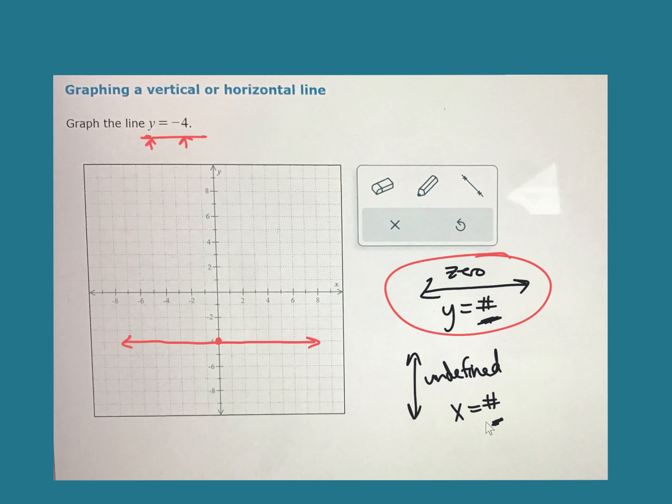If we had, for example, x equals, let's go with 2. When I see that x equals, that tells me that there's only an x, no y. That means it's going to be that vertical line, and that number tells me where. So it would go through the x-axis only at 2. So then in that case, here's the x-axis at 2, and it would be a vertical line through that point. So there's an example of how I would draw a vertical and horizontal line based on those equations.